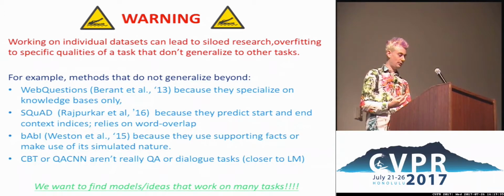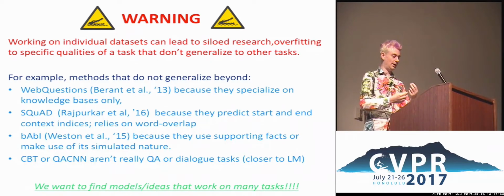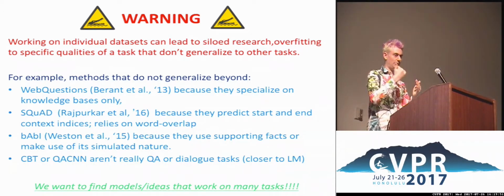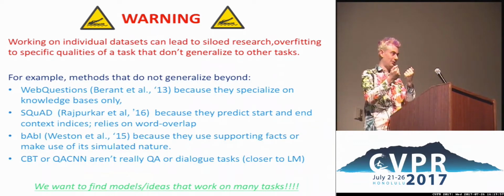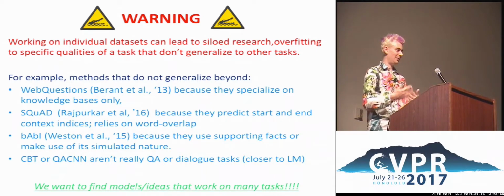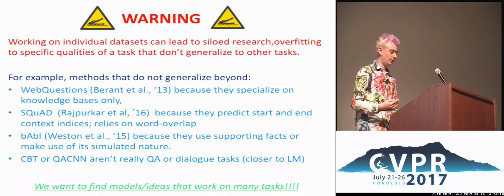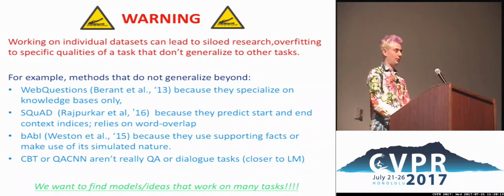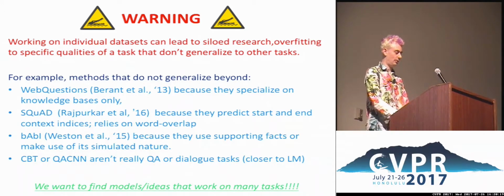And SQuAD has issues, mostly because they made the assumption that you have a knowledge base. On SQuAD, you also have to predict the start and end context indices. And also, there's a lot of word overlap that people have shown between the question and the context. A lot of those models just predict those two indices, which makes them invalid for many other QA tasks, let alone dialogue tasks. bAbI itself used supporting facts, and it was synthetic. Some of these other tasks, like the Children's Book Test, had you fill in a missing word, so they're not really normal QA tasks, and so on.